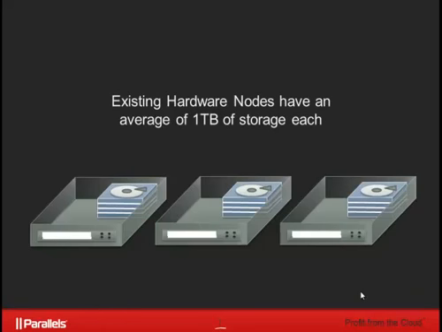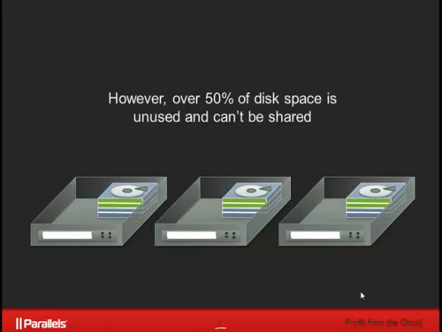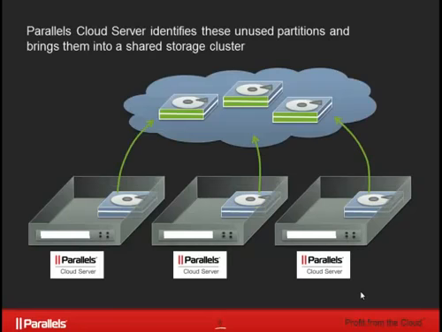Parallels Cloud Storage works by turning unused disk space on your Parallels hardware nodes into a single pooled cloud storage resource, allowing you to store redundant copies of your server images across multiple hard drives and ensuring that you are protected from a single source of failure. Existing hardware nodes have an average of 1 terabyte of storage deployed in hard drives in the server. However, on average, over 50% of this usable storage is not used and can't be shared across other servers.